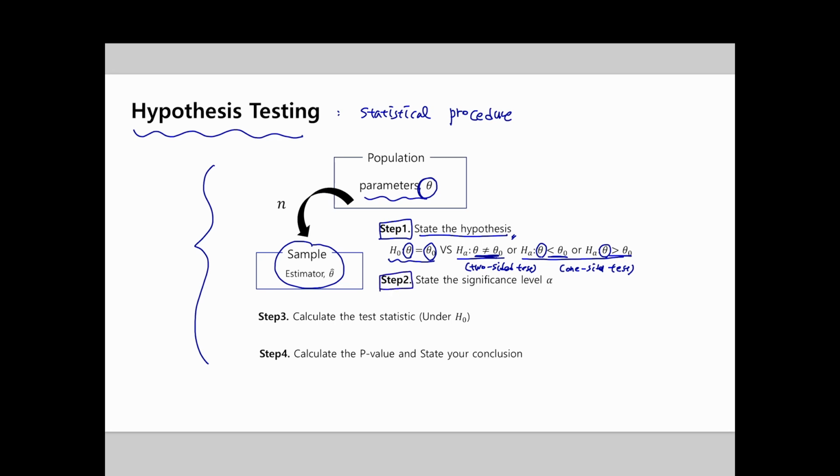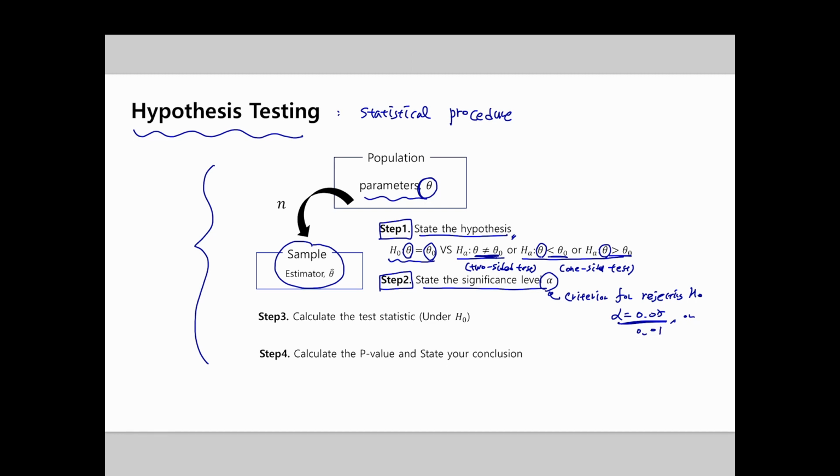Step 2 involves setting the significance level alpha. The alpha is a criterion for rejecting H0. It is commonly set to 0.05 or 0.01.